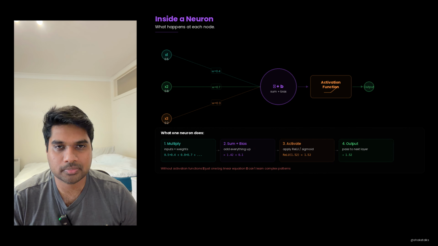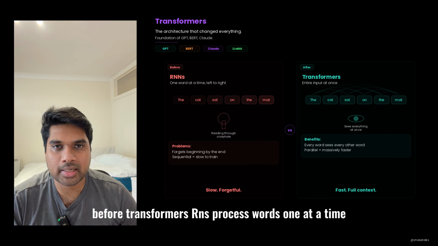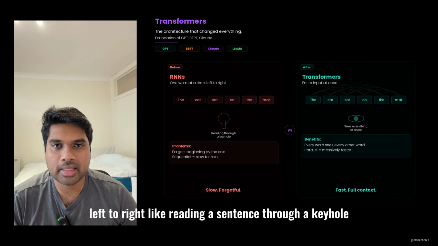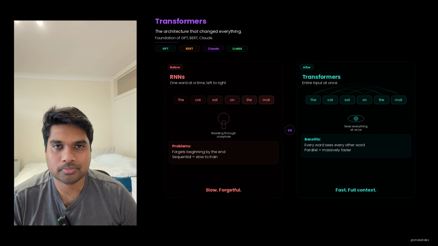Number 17, transformers. This is the architecture that changed everything. The transformer is the foundation of GPT, BERT, Claude, and basically every major language model that you use. Before transformers, RNNs processed words one at a time, left to right, like reading a sentence through a keyhole. By the time you reach the end, you have half forgotten the beginning.